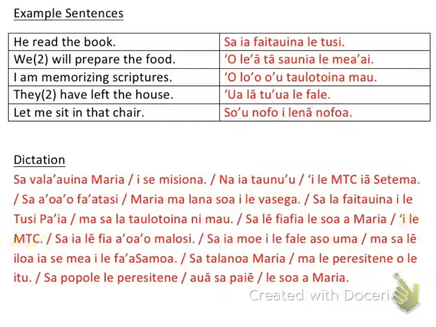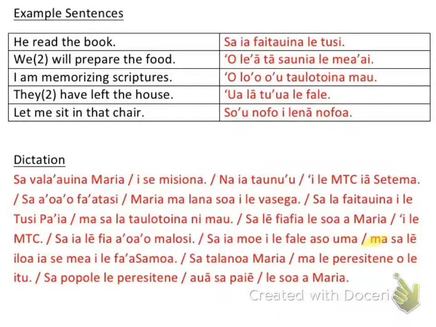Okay? Moving on, so "sa ia," this is again she in the past tense. "Le fia" didn't want to study strong. She didn't want to study hard, okay? And then again, we see another pattern. "Sa ia," that's past tense, she. Sleeps, or "moe" with the "sa" is slept, she slept in the house, "ile fale, aso uma," every day.